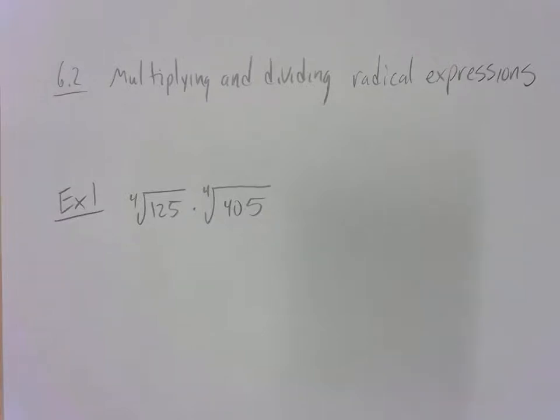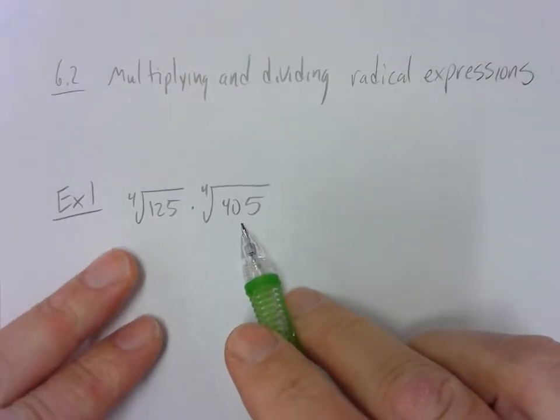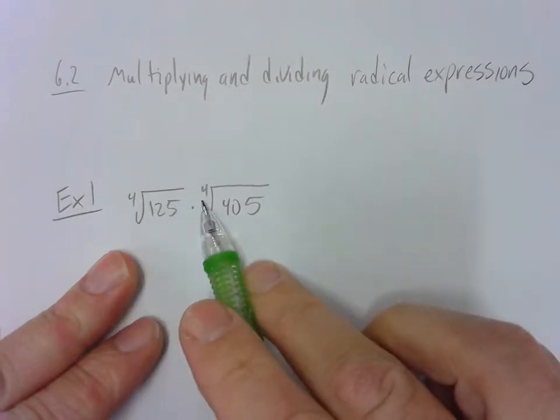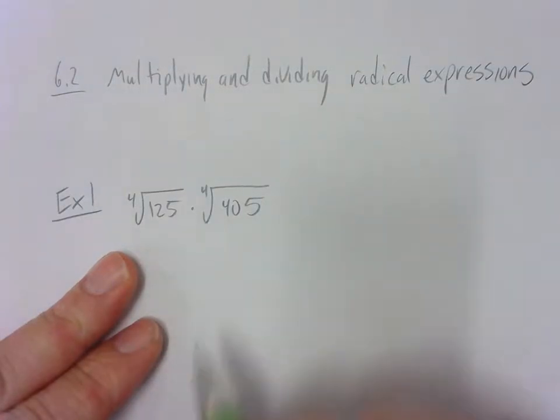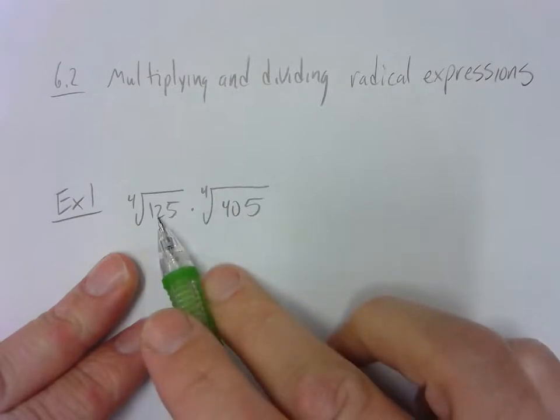Alright, welcome to section 6.2, multiplying and dividing radical expressions. The first problem is multiplying these two radicals together. We are allowed to multiply these two radicals together because they have the same index. So if this was a 3 and this was a 4, all bets would be off. But since they have the same index, we can go ahead and multiply these two numbers together.